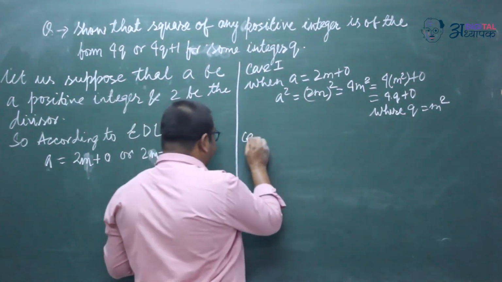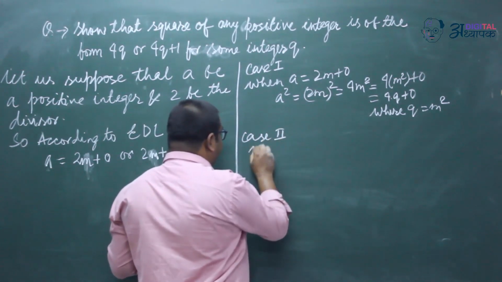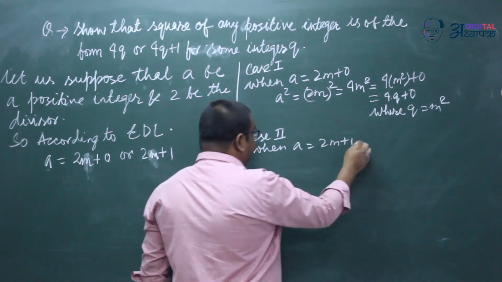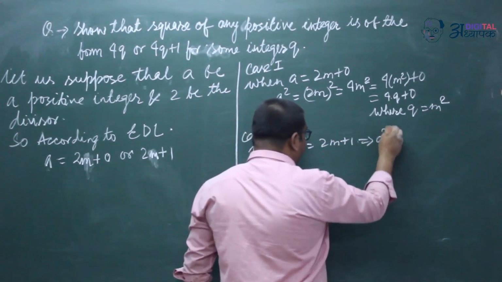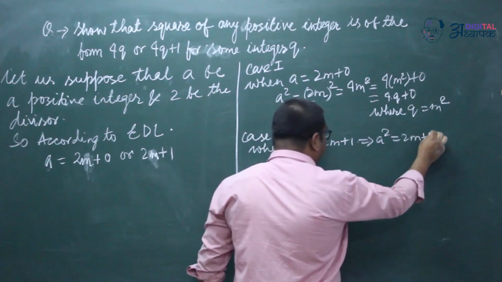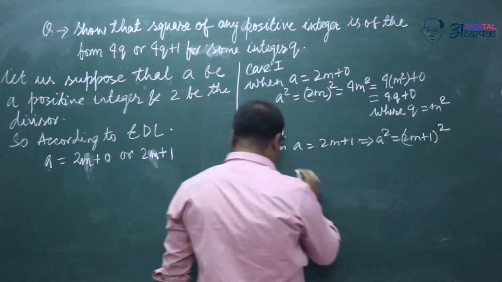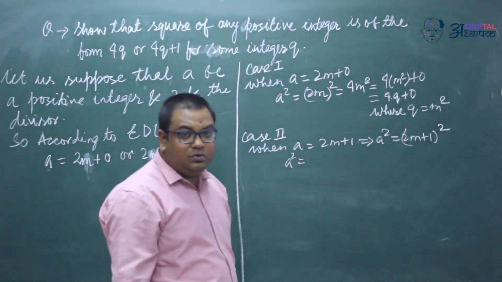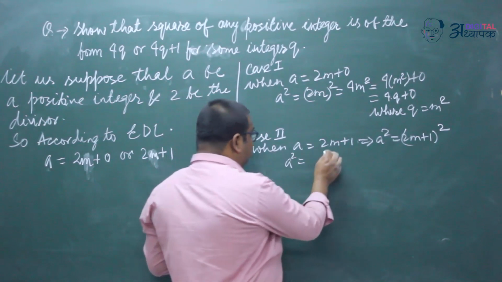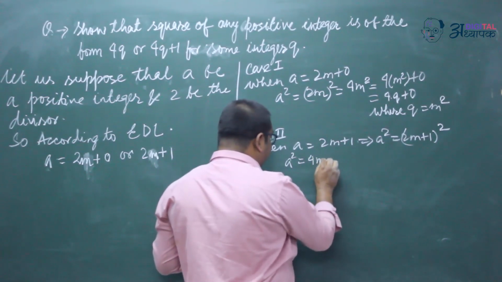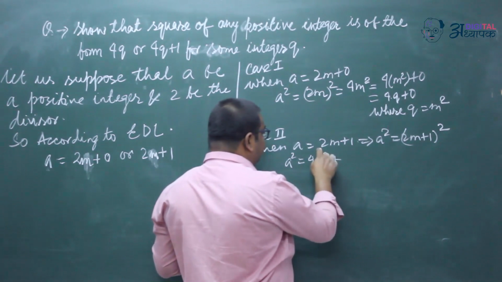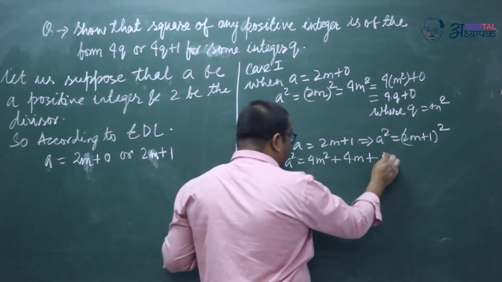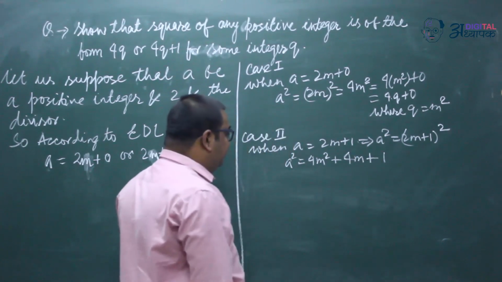Let us take our second case. Case 2: when a is equal to 2m plus 1, this implies a square will become 2m plus 1 whole square. Now a square is equal to, we will use a plus b whole square, that is a square plus 2ab plus b square. So 2m whole square, that means 4m square, plus 2ab, 2 into 2m into 1, that is 4m, plus 1 square, that is 1. So this is our a square.